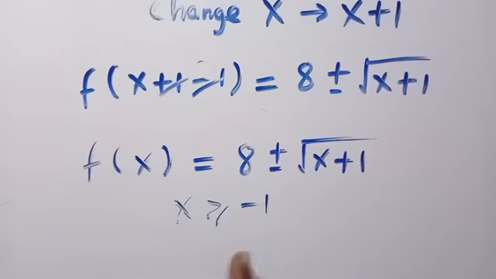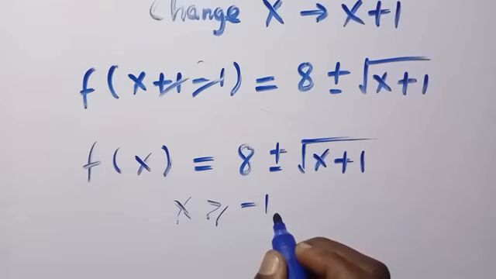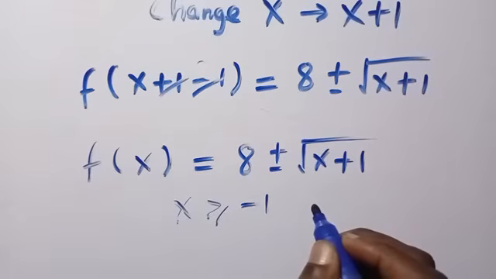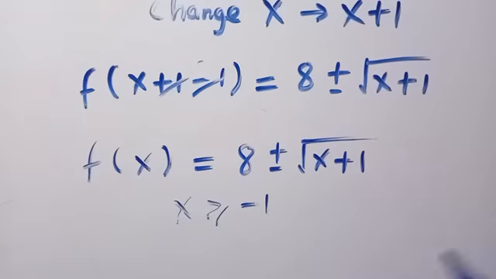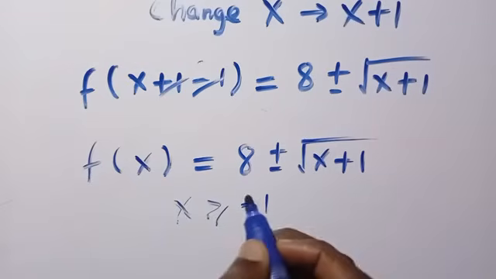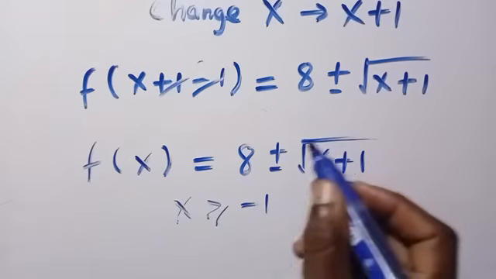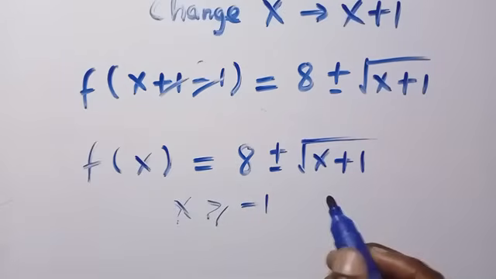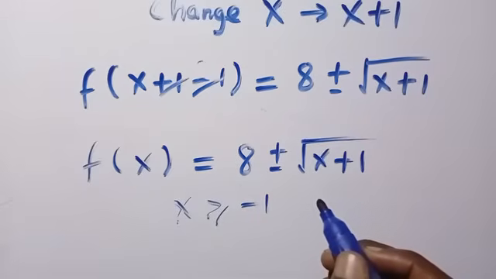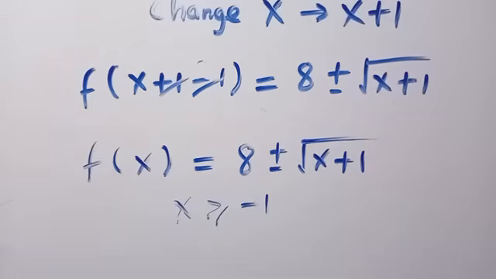Which means we have this domain here starting from minus 1 up. That is, after minus 1, we are going to have 0, 1, 2, and others. Because if we start considering negative values like minus 2, this becomes complex, and we are after the real solutions. So this is how we solve this problem.